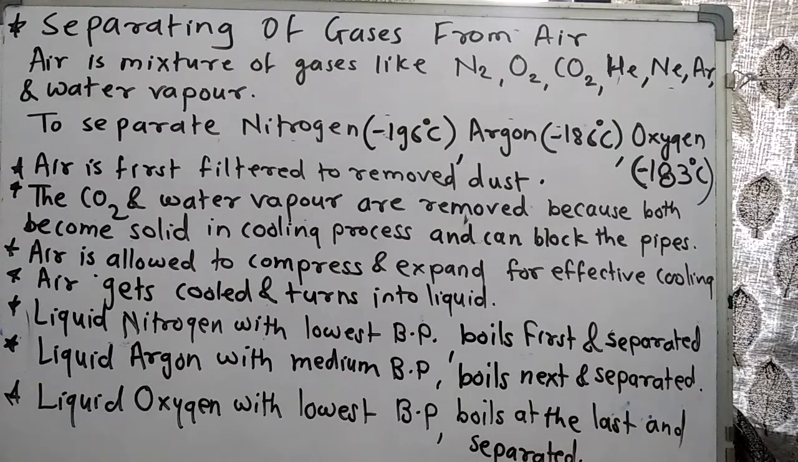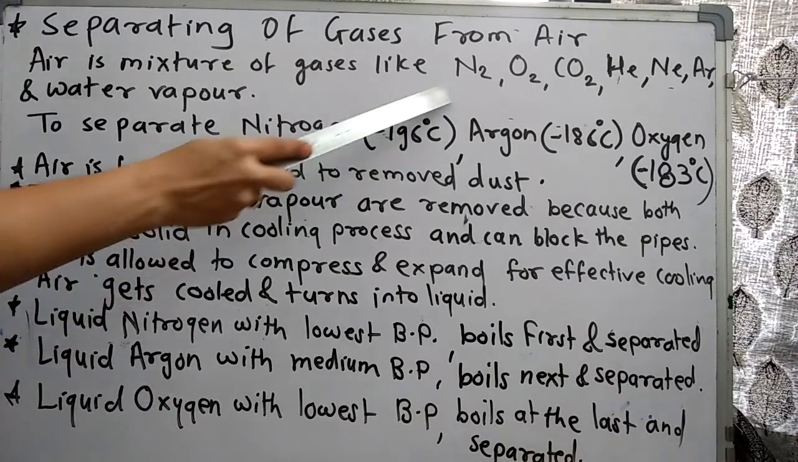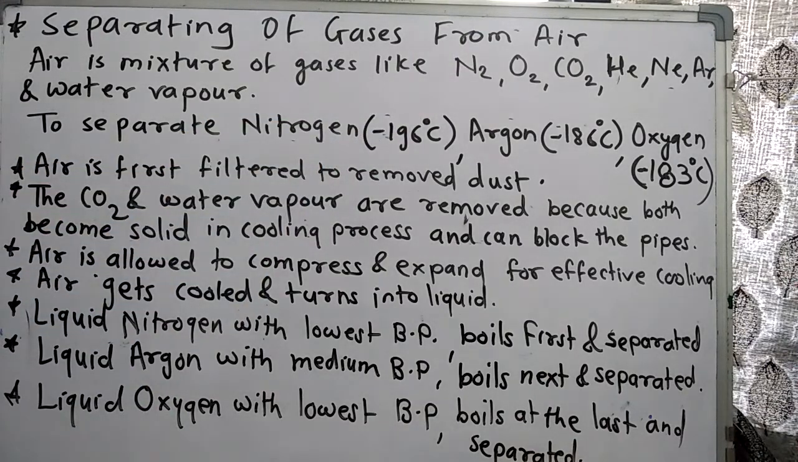We know air is a mixture. We can separate out the gases from the air. Now air is a mixture of nitrogen, oxygen, carbon dioxide, helium, argon, water vapor and many more gases. Mainly nitrogen is 78%, oxygen is about 20-21%, and helium, argon, neon are inert gases, and air also contains water vapor. So we want to separate out these three gases: nitrogen, argon and oxygen.